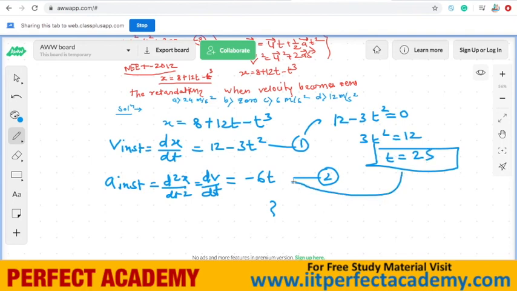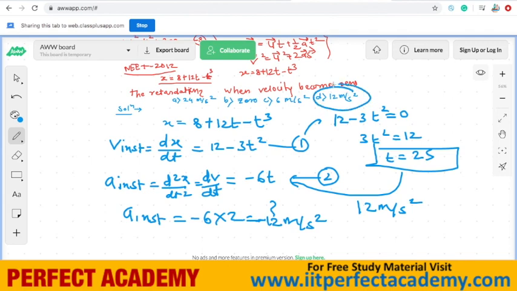Now if I substitute t = 2 seconds here, I get instantaneous acceleration as -6 into 2, that is -12 meter per second square. But as they have mentioned it is retardation, it was supposed to be negative only. So the answer is 12 meter per second square, option D for us. I hope all of you have understood this, and we will go to the next question.